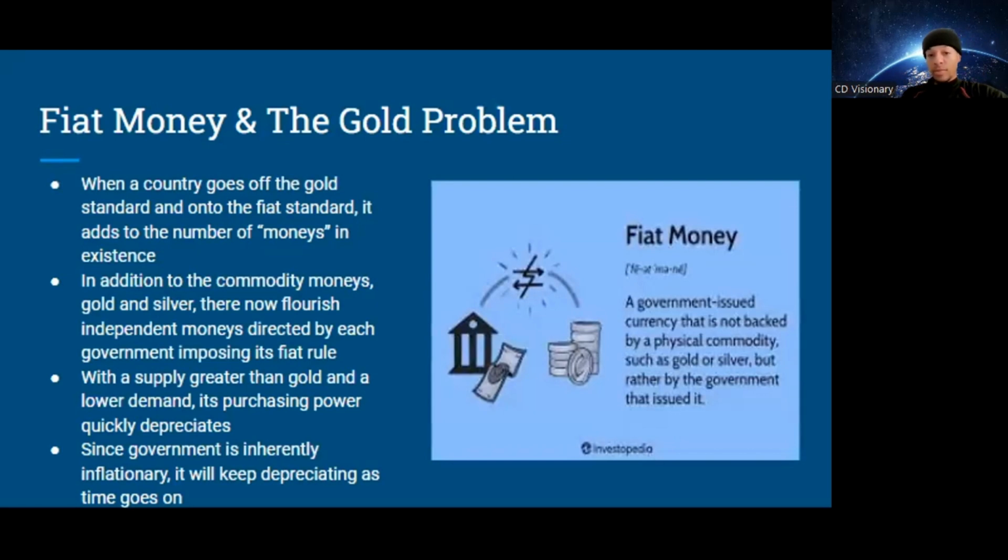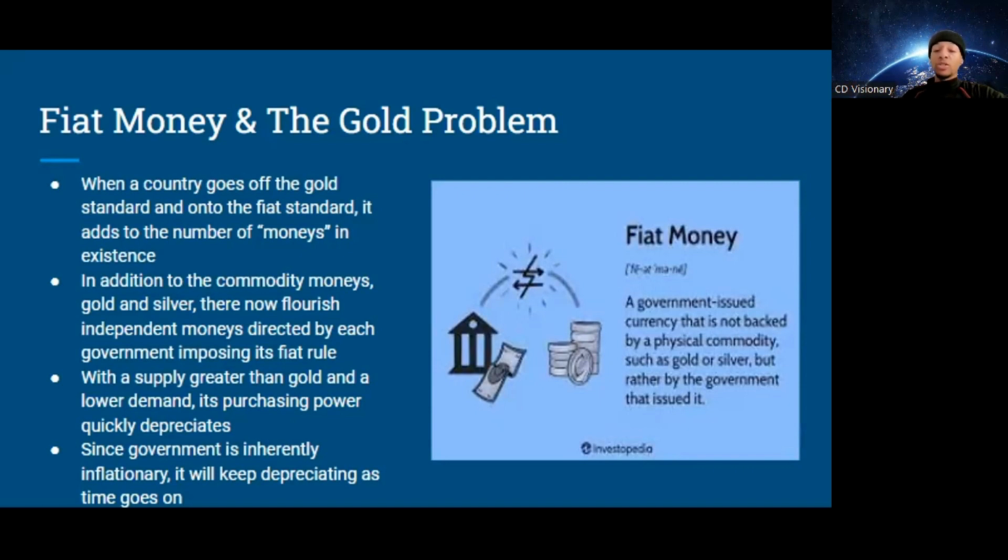Fiat money, and the gold problem. When a country goes off the gold standard and onto the fiat standard, or the physical paper money, it adds to the number of monies in existence. That's why we have a surplus of paper money, cash money, the dollar bill. And when there's more of a surplus, like I mentioned before, that's when the value of the money starts to go down and the demand for it starts to go down and the prices start to go up because there's a whole bunch of it.